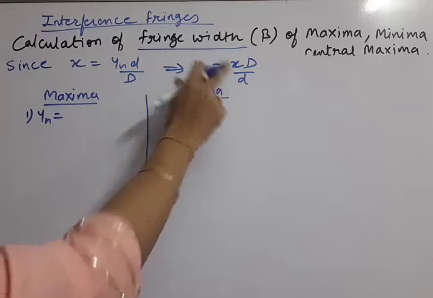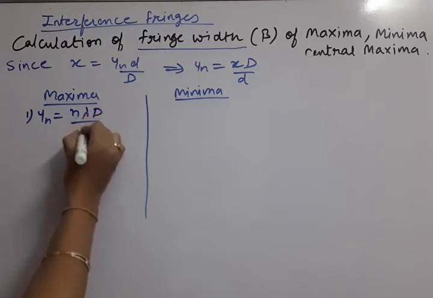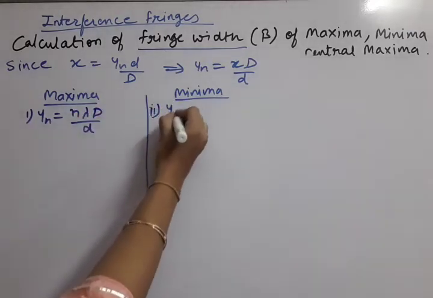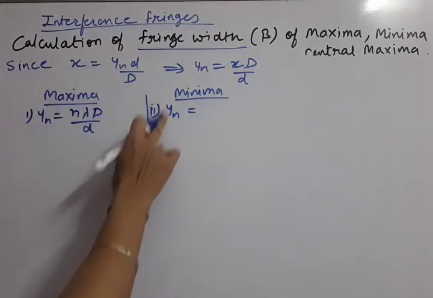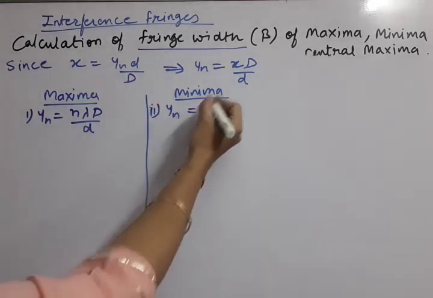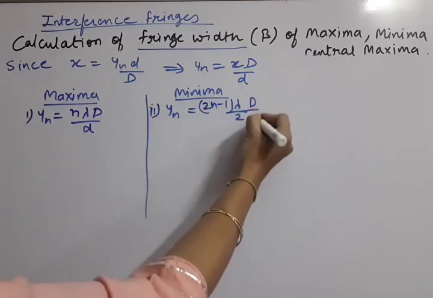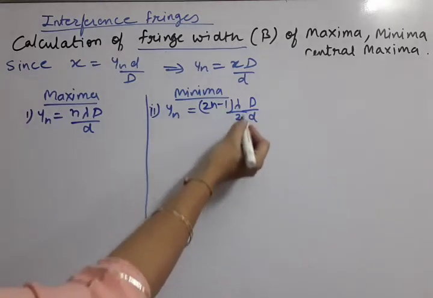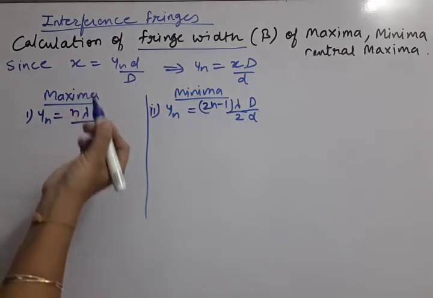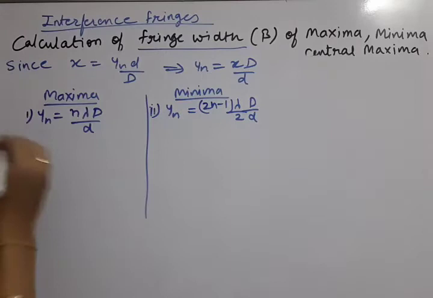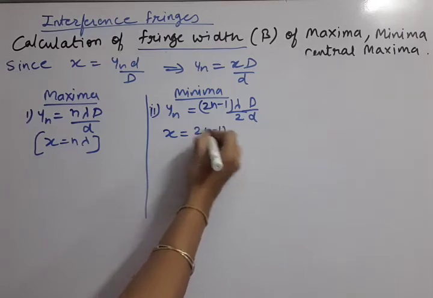Now we already know that the path difference for maxima is n lambda. So x equal to n lambda we have substituted here. And in the same manner, if we want the displacement of any dark fringe, that means minima, we need to put here the x, that means the path difference for minima, that is (2n minus 1) lambda by 2. Okay, (2n minus 1) lambda by 2 is the path difference value for minima, and n lambda is the path difference value for maxima. So we have only substituted the x values. We can write in brackets: x equal to n lambda is substituted here, x equal to (2n minus 1) lambda by 2 is substituted here.